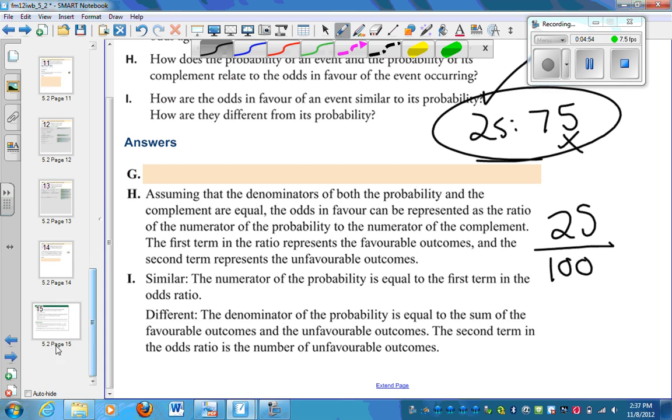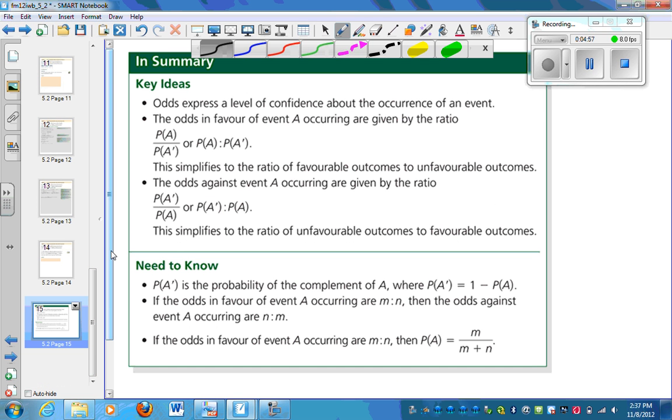Just the key ideas found on the last page in the chapter. Odds are expressed as a level of confidence about the occurrence of an event. The odds in favor are given by the ratio P(A) over P(A'), or P of the complement, or the ratio of it's going to happen to it's not going to happen: the simplified ratio of favorable outcomes to unfavorable. The odds against are the opposite: the probability it's not going to happen to the probability it is going to happen. P(A') is the complement, where P(A') is equal to 1 minus P(A). So the probability of the complement and the probability of an event always add to be 1.